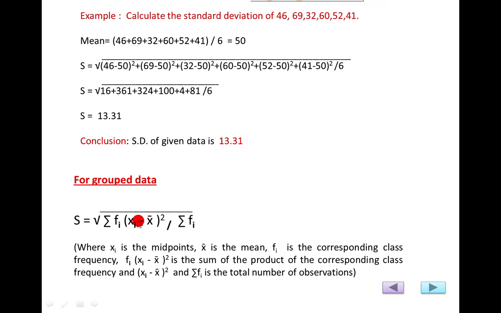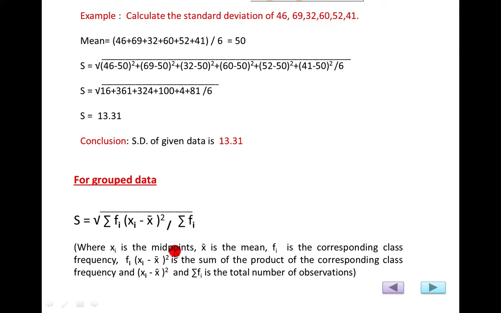But what is the difference between grouped and ungrouped data? In grouped data, xi is the midpoint. In ungrouped data, xi is the value. First we calculate the midpoint minus mean, whole square, the difference of this and then square, then multiply by the corresponding frequency. Same as the mean, multiply by the corresponding frequency, and then calculate the sum of all values divided by the total number of observations. Same as ungrouped data, if you take the square of this term, you will obtain the variance.